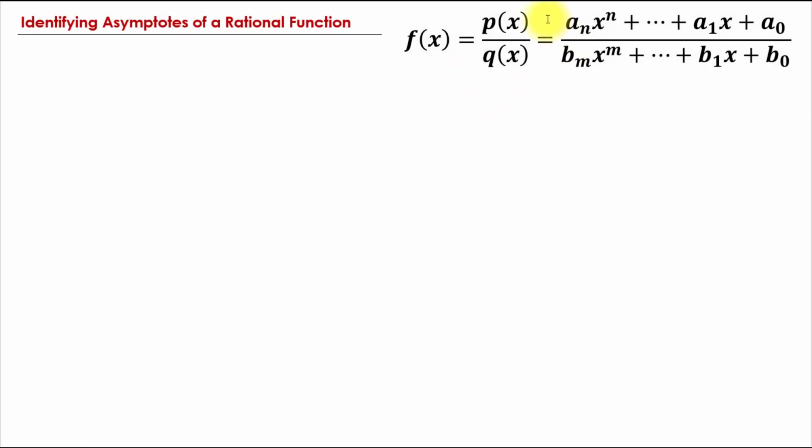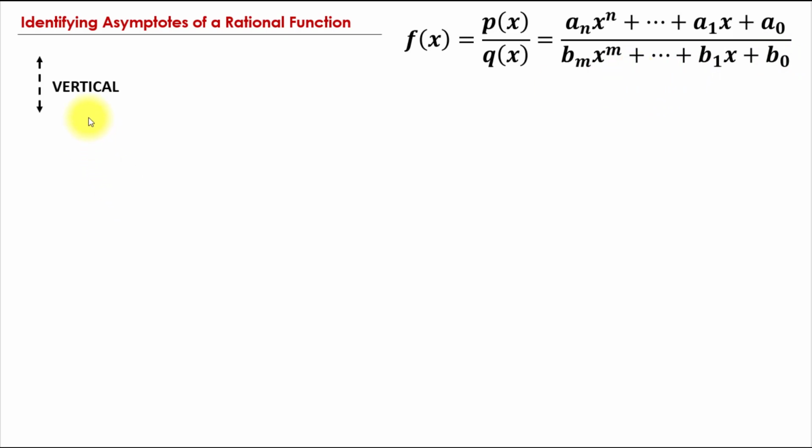Here I'm reminding myself and everyone of the form of a rational function, and I'm also showing the expanded numerator and the denominator. Remember, they're polynomials. Here we can see the leading terms, and n and m represent the degrees of those polynomials. Remember, that's the same as the highest power of x. a sub n and b sub m are the leading coefficients, and a sub 0 and b sub 0 are the constant terms. I'm going to refer to these expanded forms when I show you how to find the asymptotes.